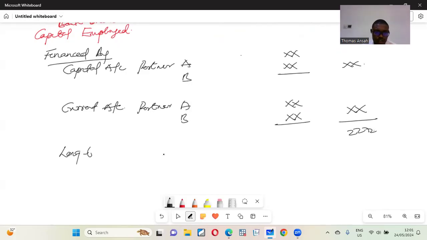So the long-term liability, what do we normally have? Loan, right? So when we add the loan to the capital, we should balance completely. So that is how you prepare a balance sheet.